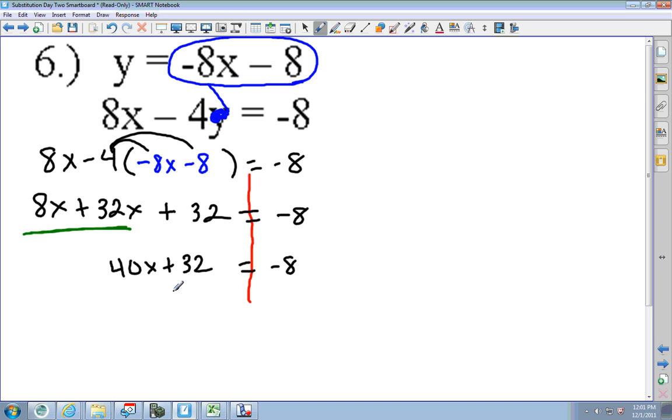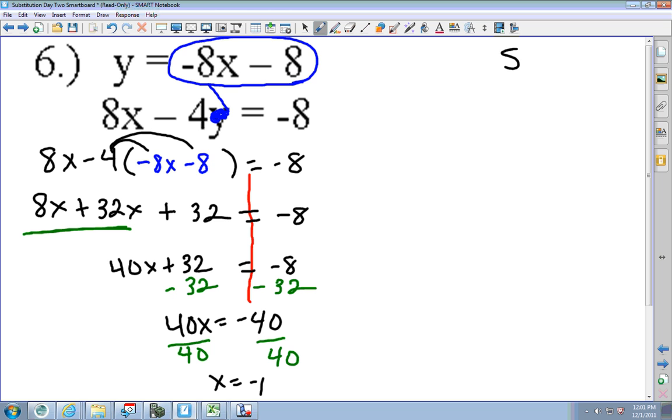Now subtract 32 from each side. I get 40x equals negative 40. Divide by 40. What does x equal? x equals negative 1. My solution is negative 1 and something. We don't know what the x is. I'm sorry, what the y is.